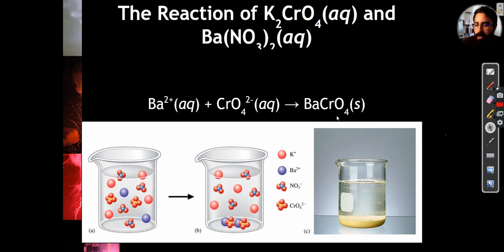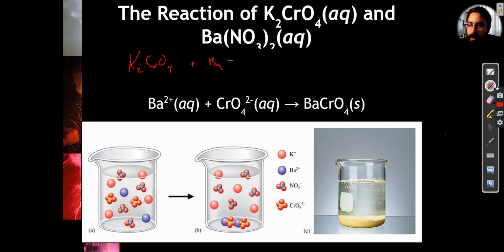So here's a little visual right here of, let's say, potassium chromate, right? Potassium chromate and barium nitrate. Now, in these types of reactions, you have to remember that not everything is reacting. Only certain things reacted. In our previous problem, the NaCl didn't react.